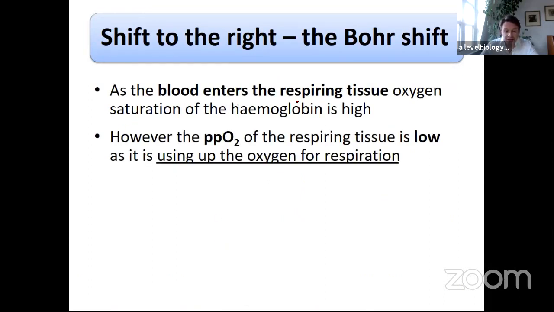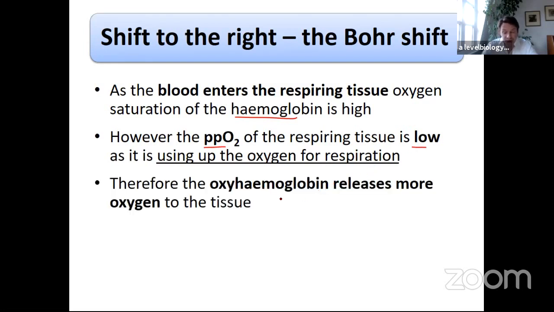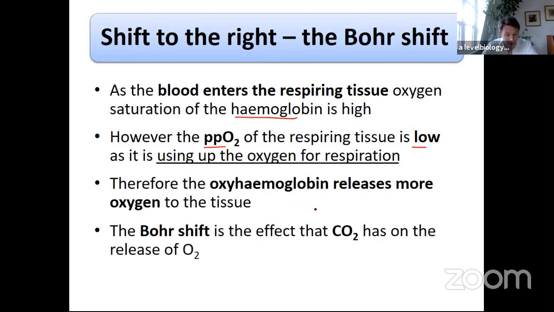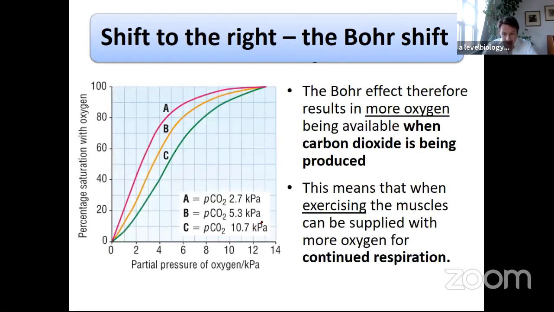As the blood enters the respiring tissue, the oxygen saturation of the hemoglobin is high. However, the partial pressure of oxygen in the respiring tissue is low because it's using up the oxygen. The oxyhemoglobin releases more oxygen to the tissues. Final effect: more oxygen is available when more carbon dioxide is produced. Therefore, the more you exercise, the more you get supplied with oxygen, because the more carbon dioxide you're producing.